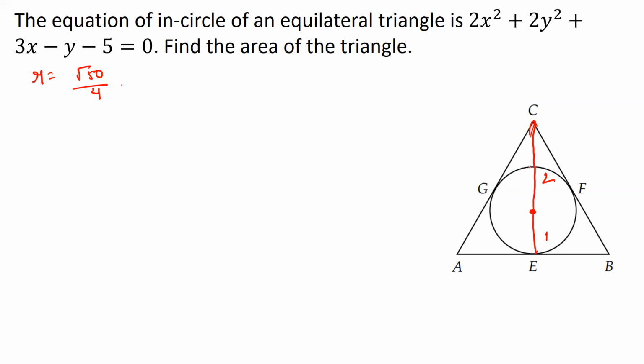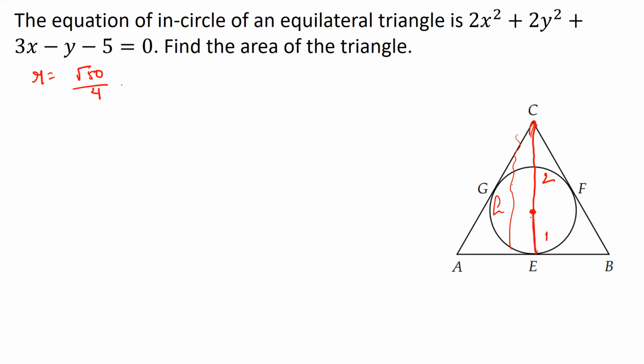So let's assume that our entire height is h units. We know that this radius is 1/3 of the entire height, because the center divides the height in the ratio 2:1. That means if you assume this entire height to be 3 units, then the radius is 1 unit.